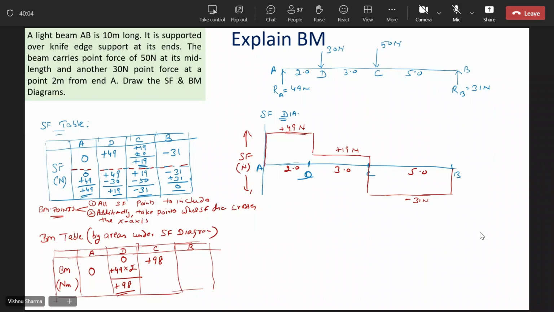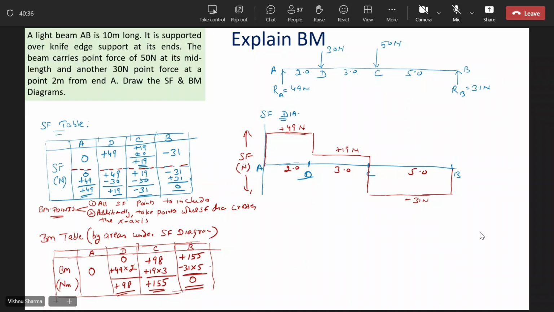Then I shift my paper to C. What is the new area uncovered? Plus 19 into 3, 57. So it will become plus 155. Am I right, guys? Okay. I carry forward this plus 155 and then I move my paper from C to B. What is the area uncovered? It's minus 31 into 5, making the BM at B 0.